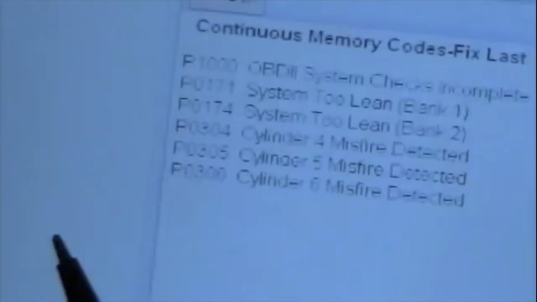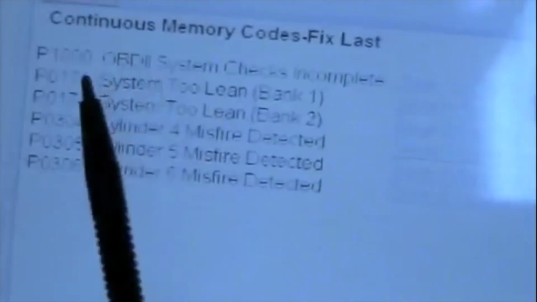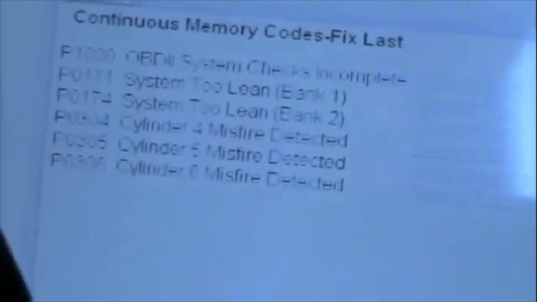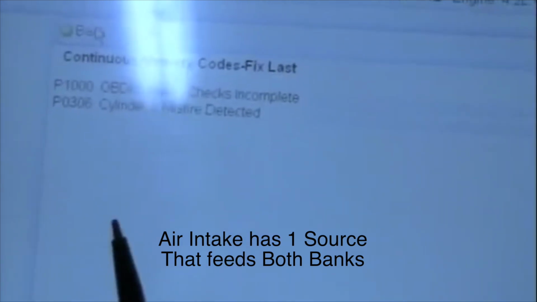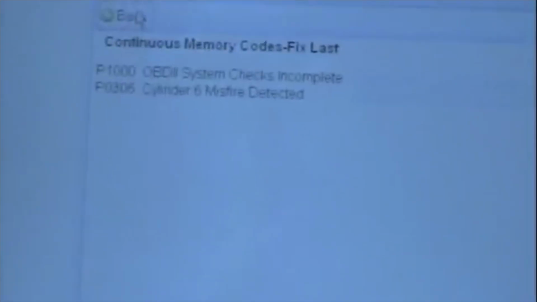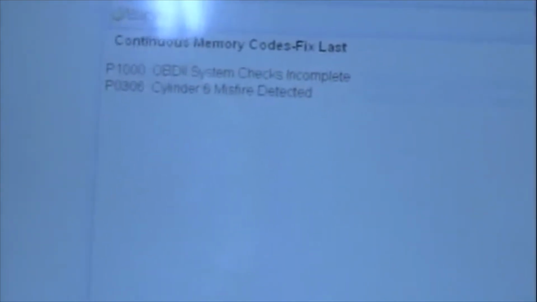We looked at the mass airflow sensor, and the mass airflow sensor was very dirty, so we cleaned it, ran the engine again, and we got rid of codes 171 and 174, but we still had our misfire. Remember, the mass airflow is going to affect both sides of the engine equally, therefore we had lean bank 1, lean bank 2.